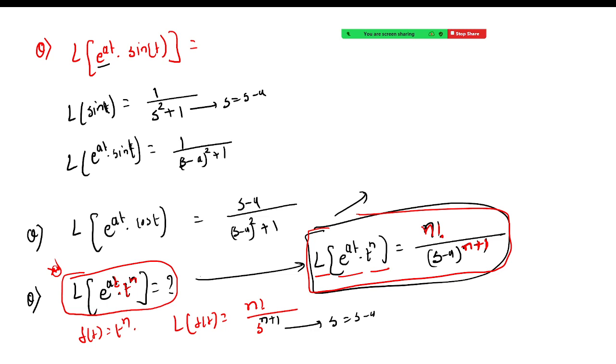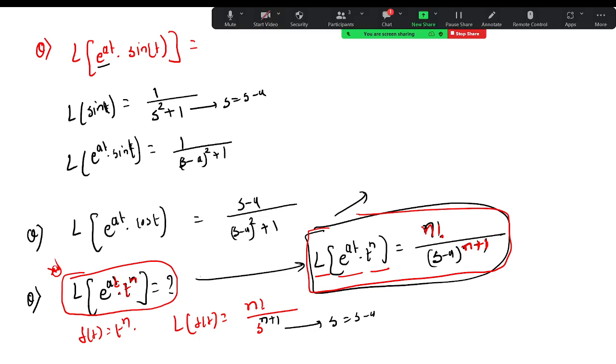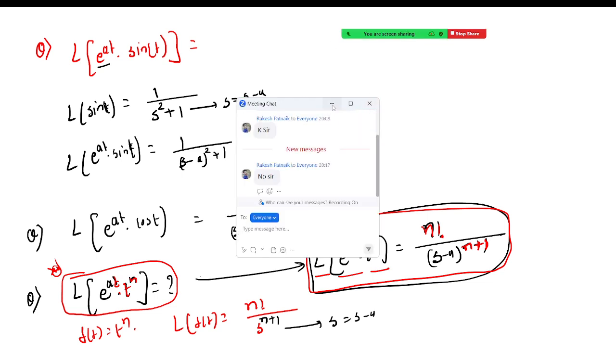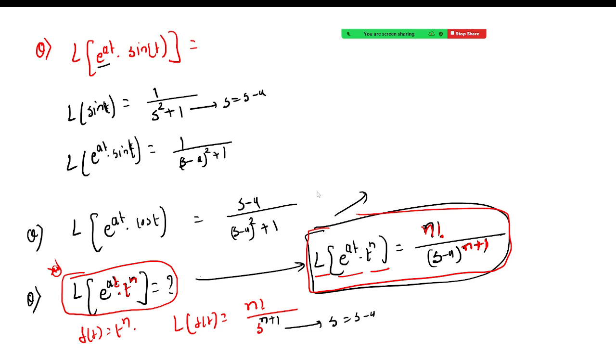Anyone has any doubt? Okay, so if you don't have any doubt, then we will move forward towards the next concept, the next formula.